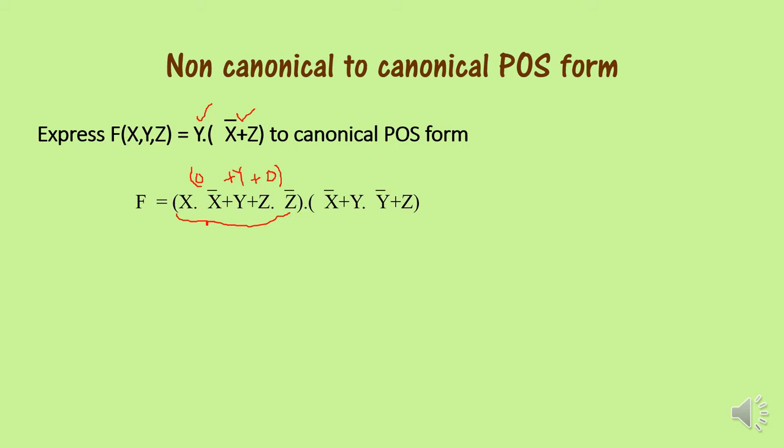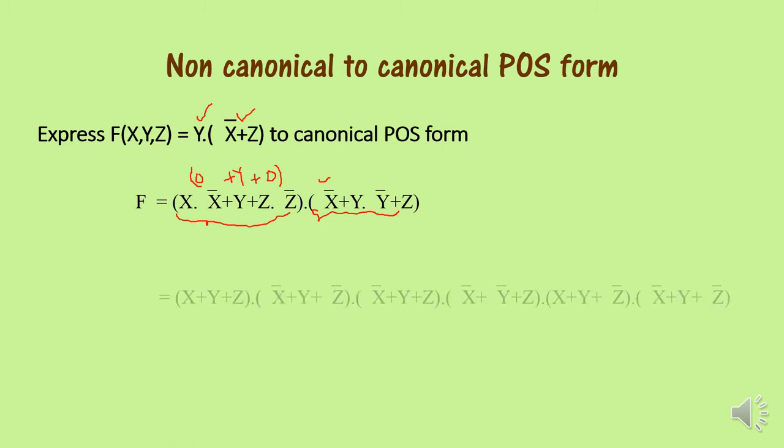Next expression, x bar plus z. So y term is missing here. So what can we write here? That is x bar plus 0. In place of 0 we can easily write y dot y bar because we know from Boolean switching algebra that y dot y bar is equal to 0. So here we write x bar plus y dot y bar plus z. So this is the term.